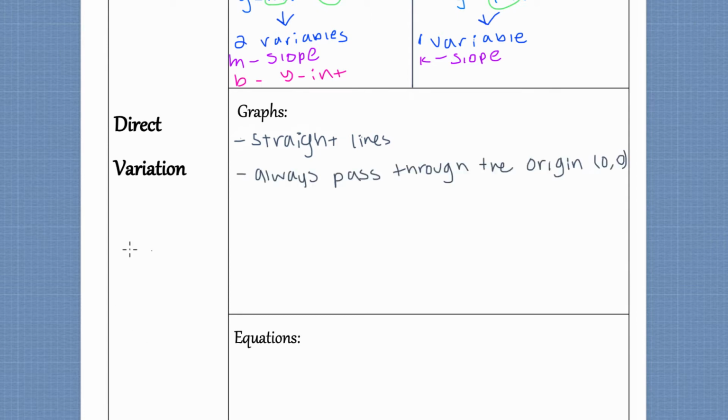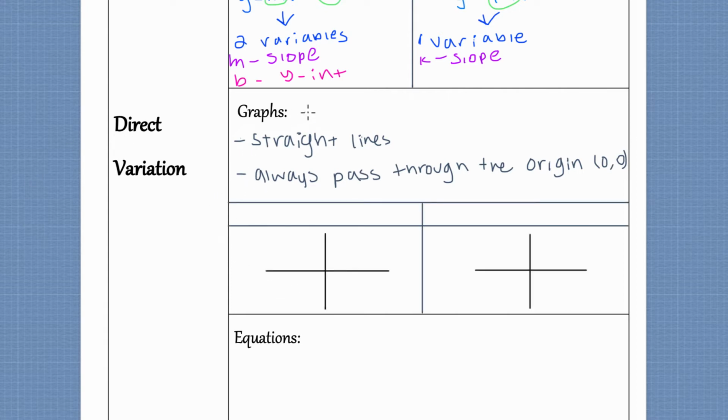The second one is that they always pass through the origin, or 0, 0 on the graph. This is because the y-intercept of direct variations is always 0, so it's always going to have to pass through the origin to be considered as a direct variation equation. So I'm going to show you guys some examples.